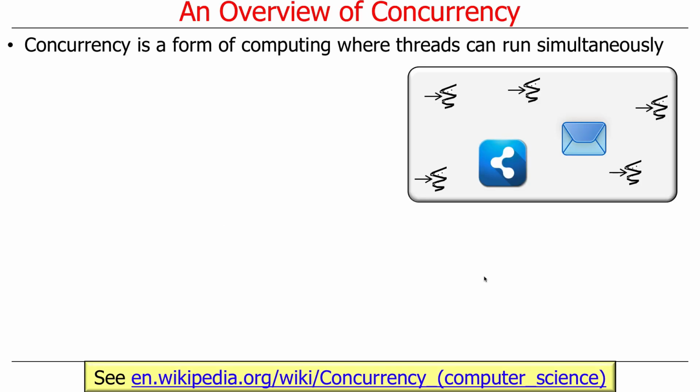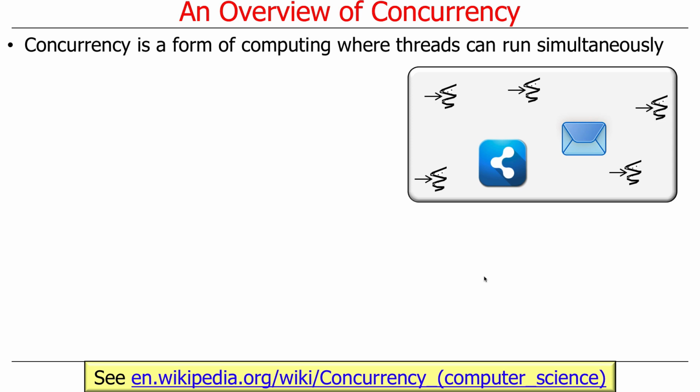So concurrency is a form of computing where threads can run simultaneously. What does that mean? Well, first, let's take a look at some notation. The gray rounded rectangle here is going to be a process. And a process, for those of you who haven't taken an operating systems course yet, is essentially a unit of resource allocation and protection. If you have taken an operating systems course, then you're probably familiar with a Linux or Unix process or a Windows process, basically the context in which programs execute.